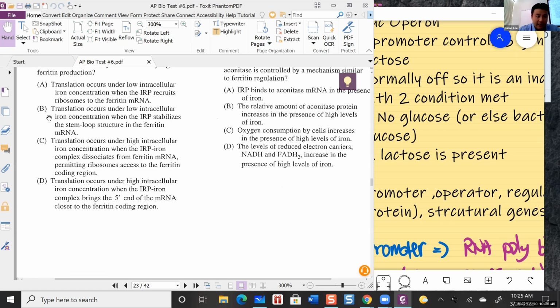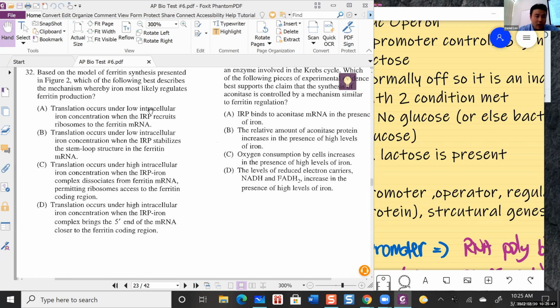So A, translation occurs under low iron. That is not what the data is saying, right? Because at low iron, there's that repressor. Translation occurs under low iron, so you can eliminate A and B just based on the first statement. You don't need to read further. No, translation does not occur under low iron, right? So it has to be C and D, high and high. So between those two, you want to differentiate them. If you couldn't, take a guess, right?